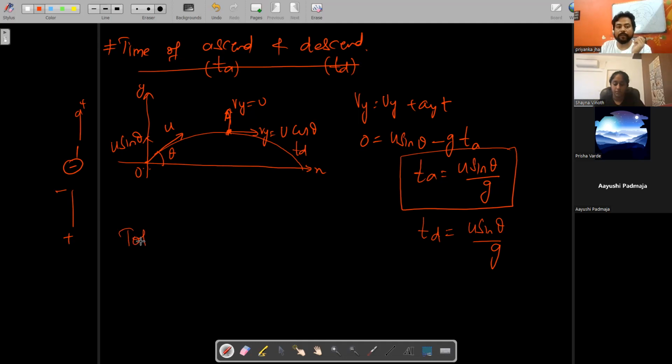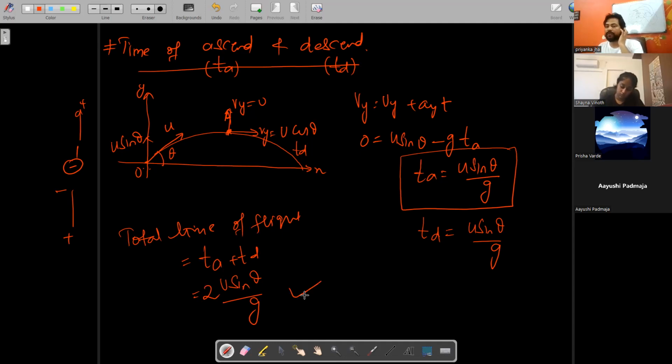So total time of flight would be time of ascent plus time of descent. That would be u sin theta by g multiplied by twice, both are the same. So you have to remember this thing. Total time of flight, we denote it by capital T, is 2u sin theta by g. Or you can also write 2 into uy, the initial component of the speed of projection, upon g.